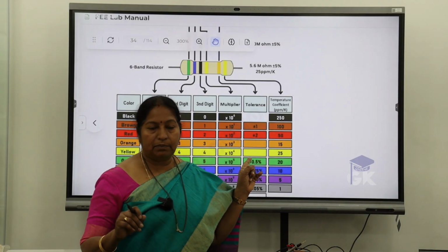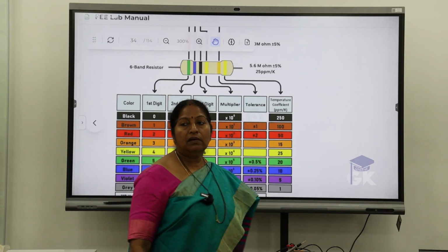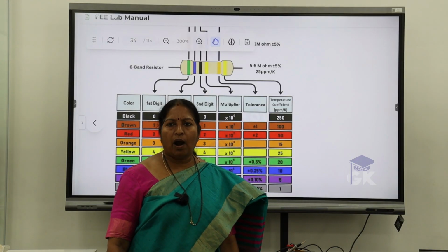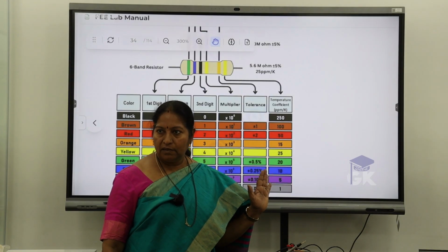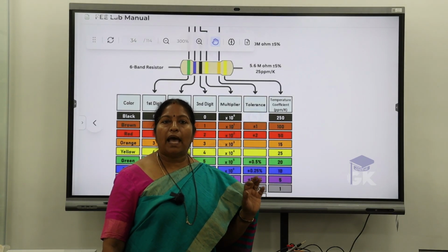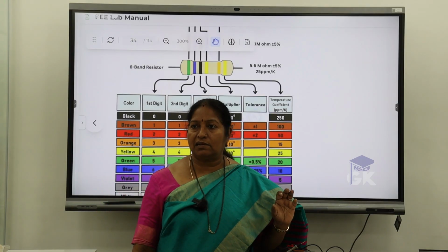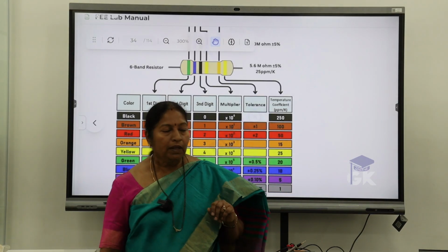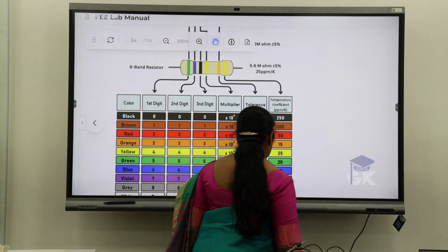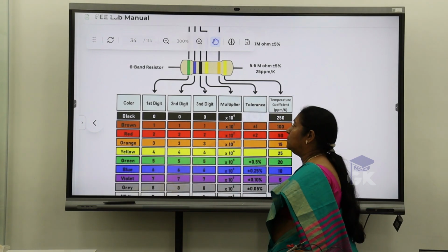That is represented by what is called a temperature coefficient. Not every resistor will have this temperature coefficient color code. As I said, only very precise resistors will have this ppm. Okay, so now coming to this fourth resistor, the 6-band resistor.